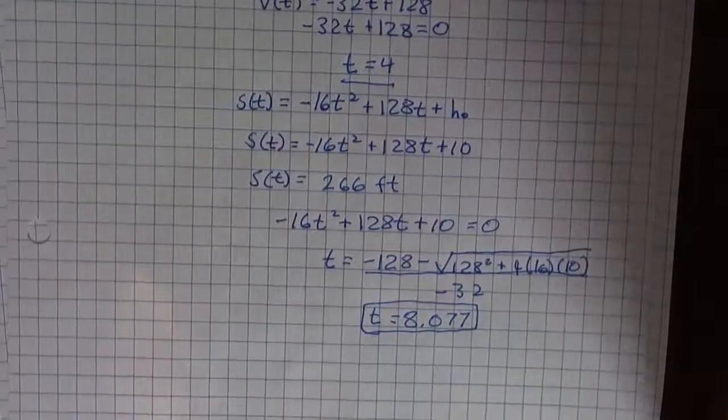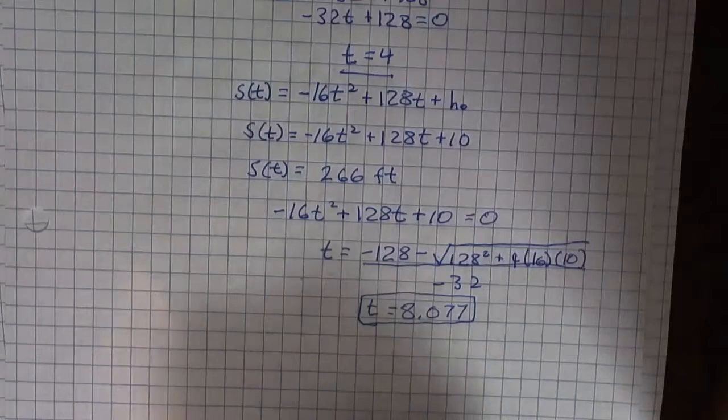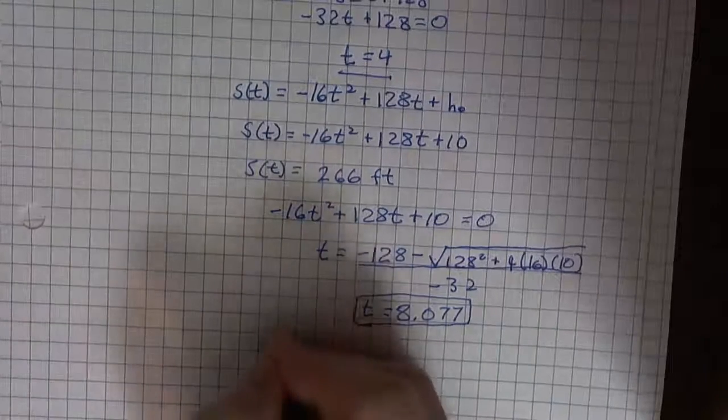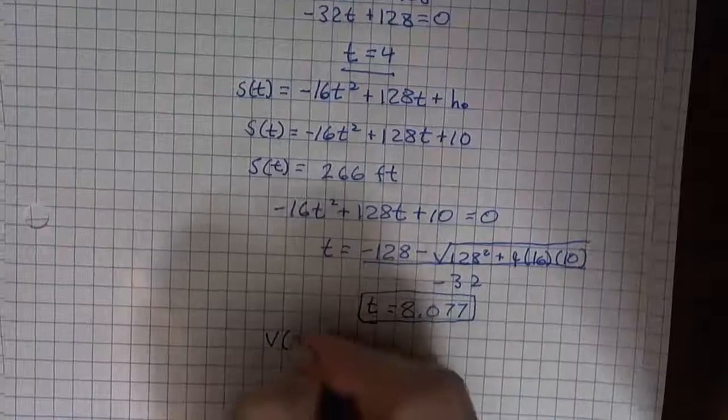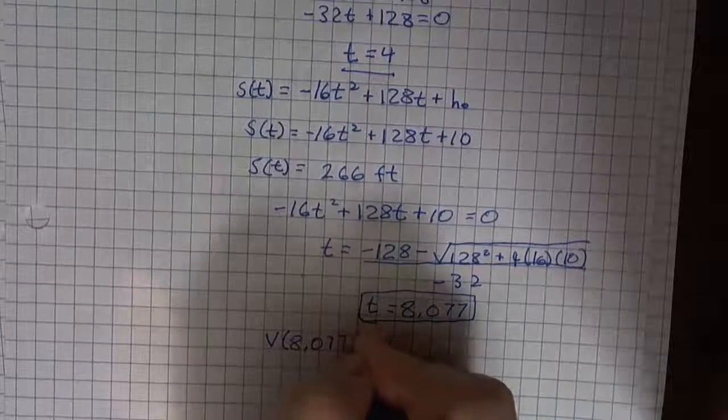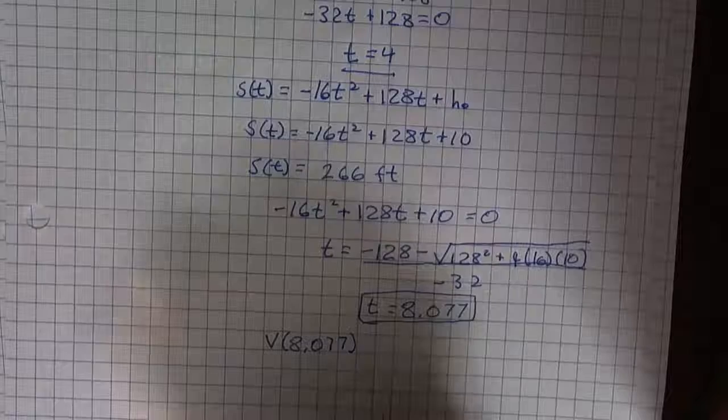Now, if you want the velocity at that point, in other words, what is the velocity of the object going to be when it hits the ground? Well, I just plug that in. And I get the velocity when it hits the ground.